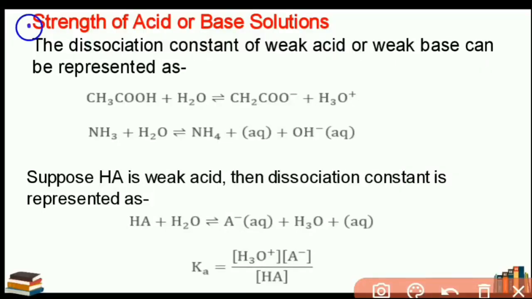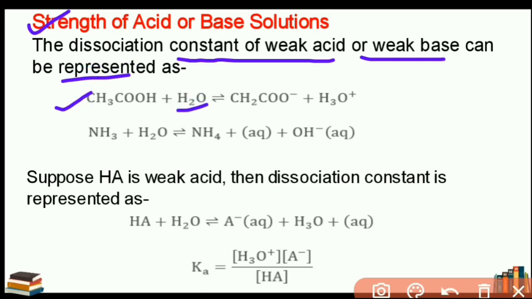Strength of acid or base solution. The dissociation constant of a weak acid or weak base can be represented, for example, with acetic acid. When hydrolyzed, it ionizes into its ions, the acetate ion CH3COO negative and the hydronium ion. And then the weak base ammonia, when hydrolyzed, dissociates into its ions NH4 plus and OH negative. That means weak acids and bases do not completely ionize into their ions.